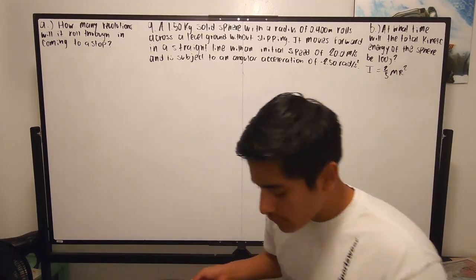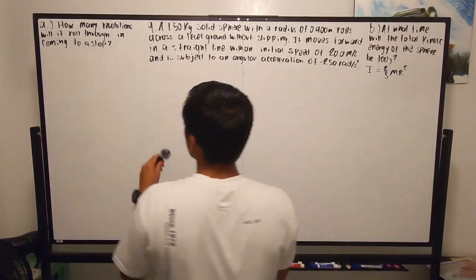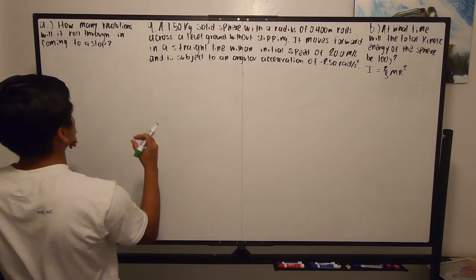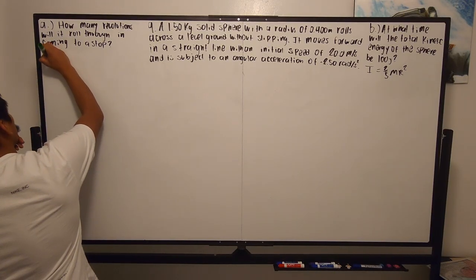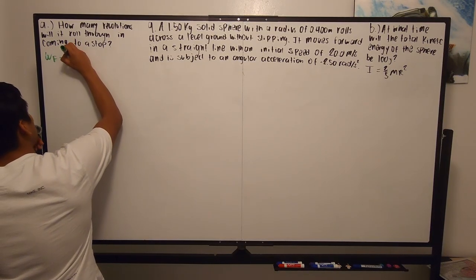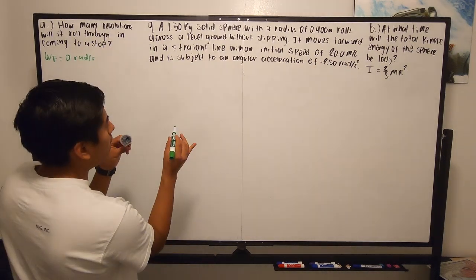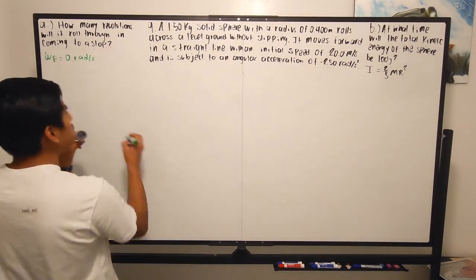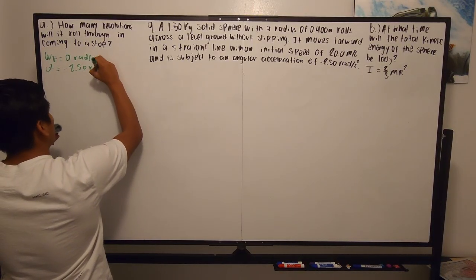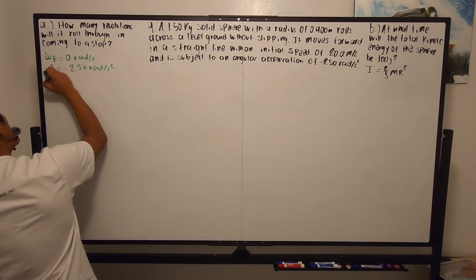So the first thing that I'm going to do for this problem is write down everything that I am given. It says how many revolutions will it roll through in coming to a stop. So I know that the final angular velocity is going to be 0 radians per second. And I know that it has an angular acceleration of negative 2.5. So alpha is equal to negative 2.5 radians per second squared. And it says how many revolutions, so we're looking for delta theta.